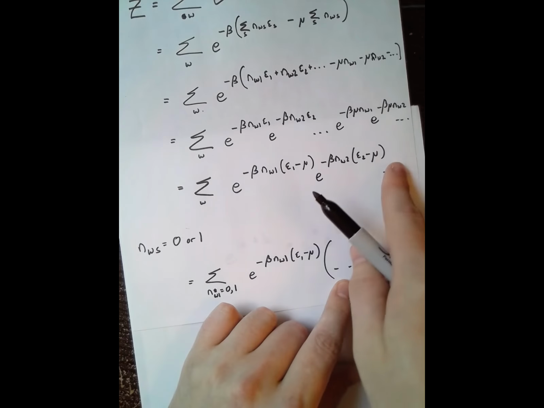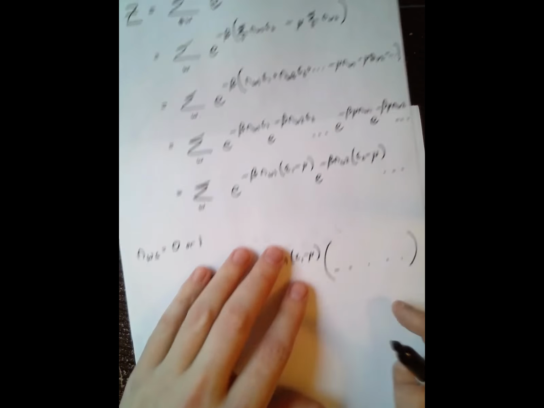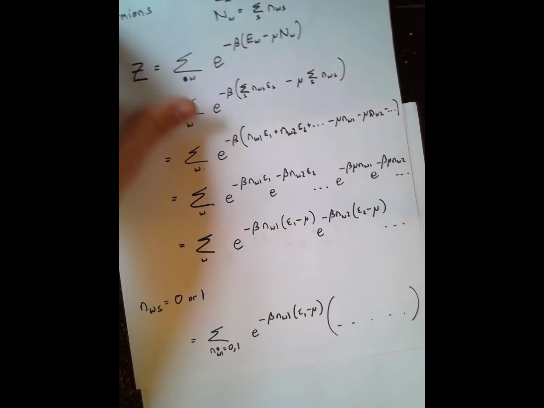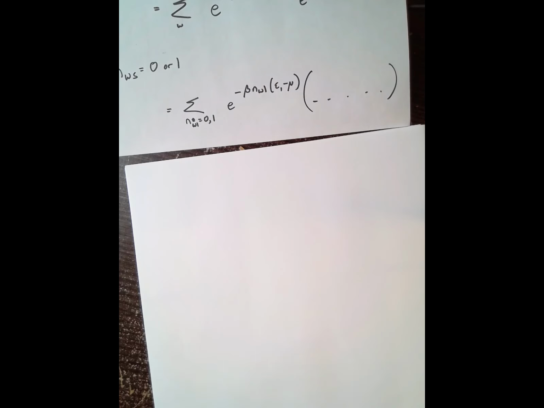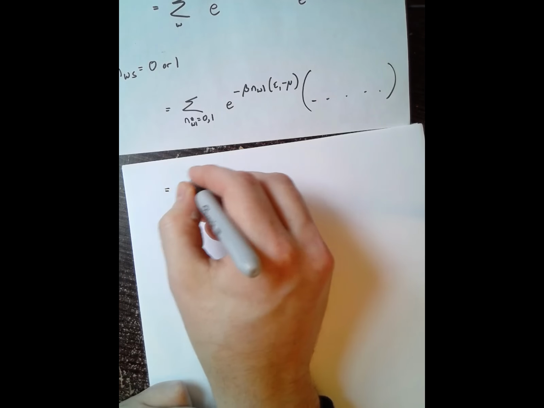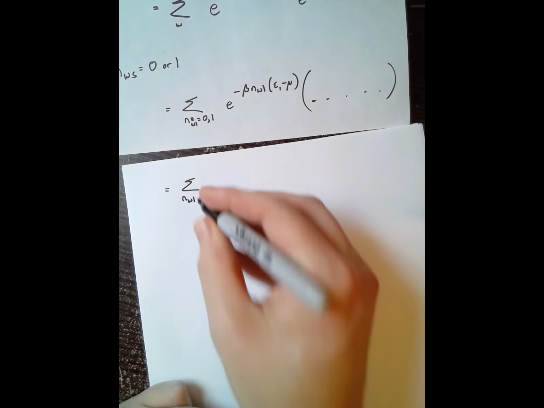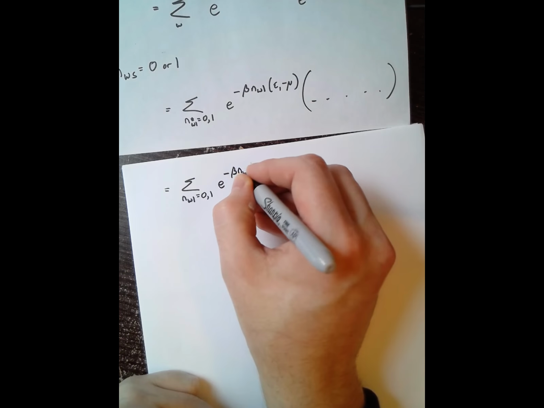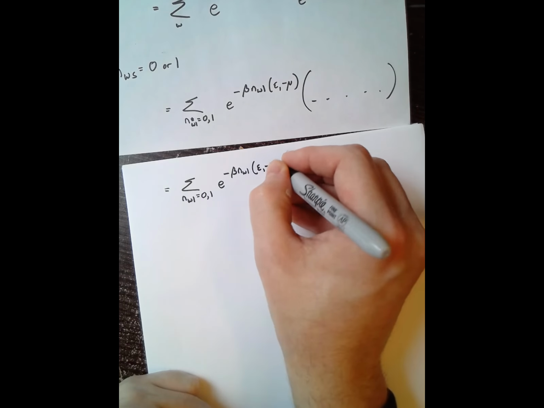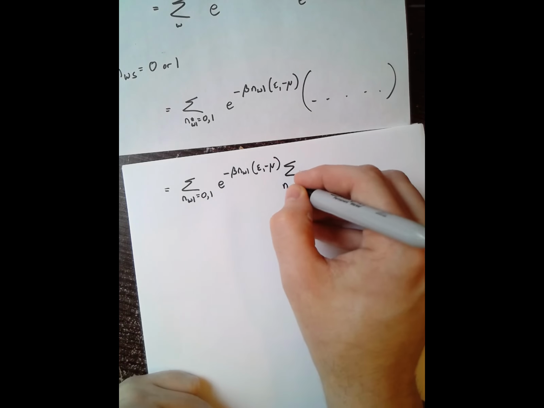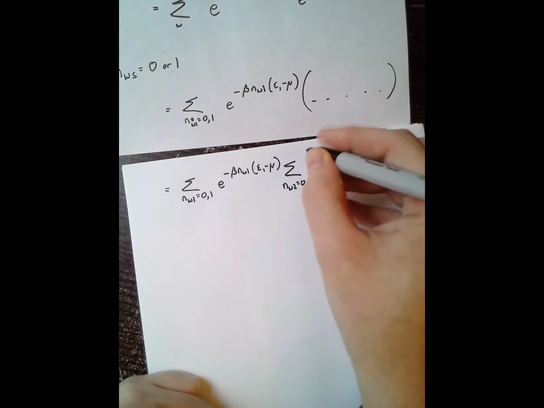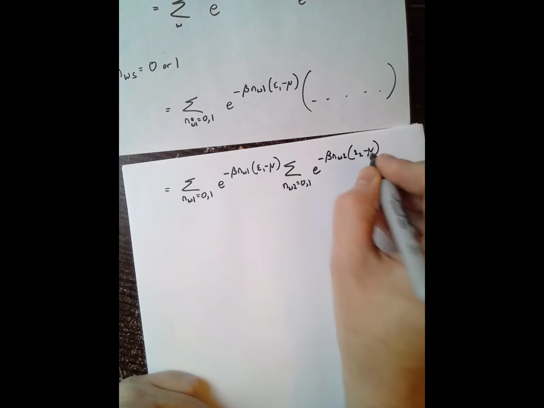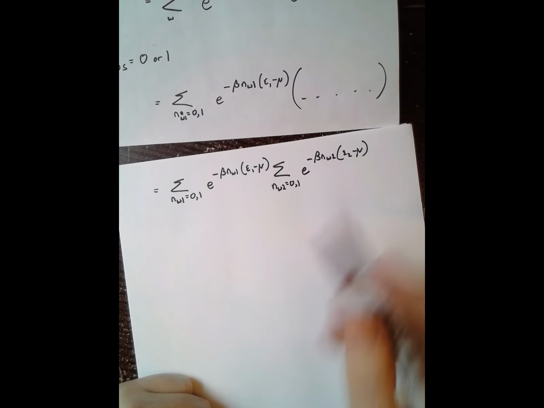But I can do this for every other term here, right? There's a state where this is 0 and everything else is what it is, and a state where this is 1 and everything else is what it is. So the sum can be written like this. The sum from n_w1 equal to 0 or 1 of e to the minus beta n_w1 (epsilon_1 minus mu). Then I've got the case where n_w2 is 0 or 1, e to the minus beta n_w2 (epsilon_2 minus mu), and so on for n_w3, n_w4, and so on.